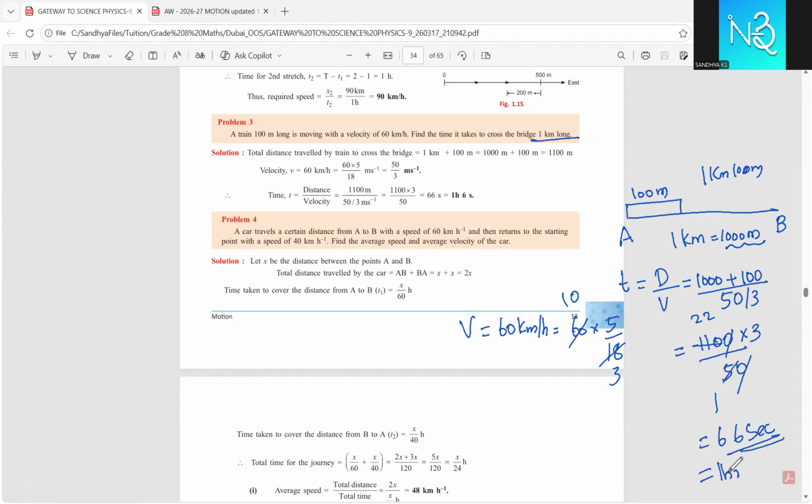66 means, 1 hour is 60 second. Sorry, 1 hour is 60 minutes, right? So it is in second, right? Okay. So if you convert to a minute, what will happen? 1 minute, 6 seconds is the answer, right? 1 hour equal to 60 minutes, correct? Then 1 minute equal to 60 second.